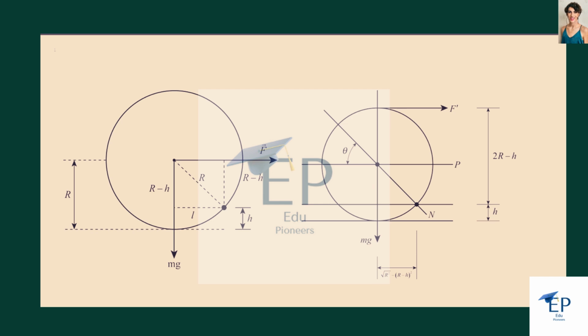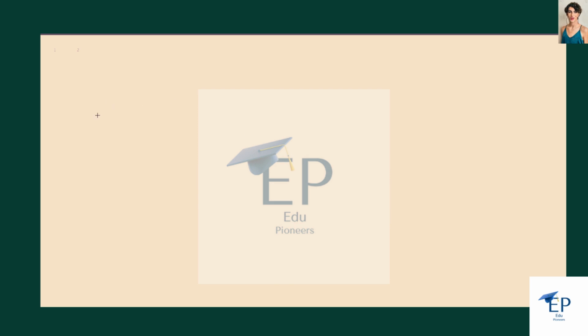Okay, so at this point, we have these two free body diagrams. The right free body diagram is simply more detailed than the left. However, the left has information that the right does not have. So for part A, let's draw a triangle that will help us.